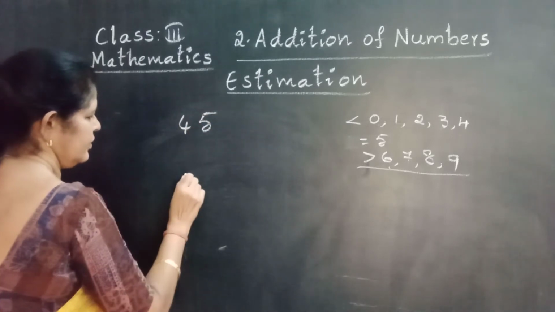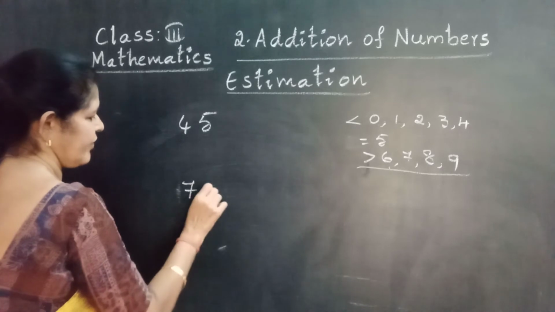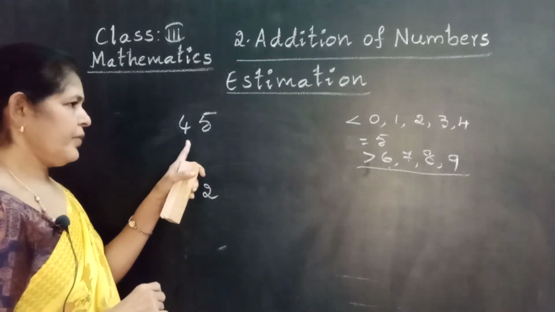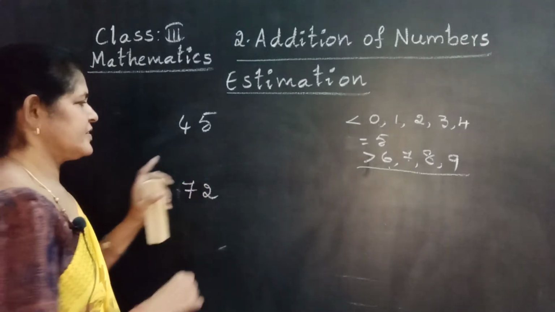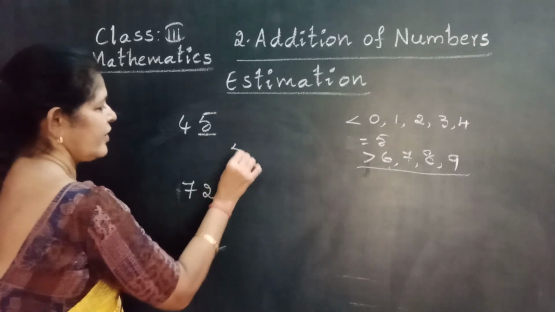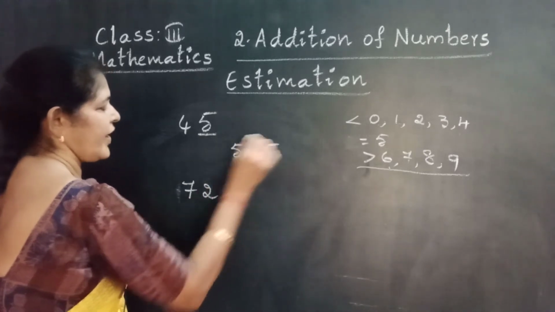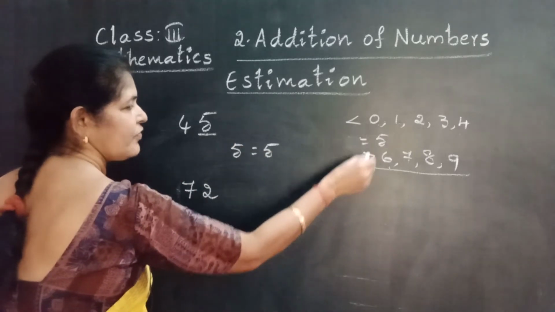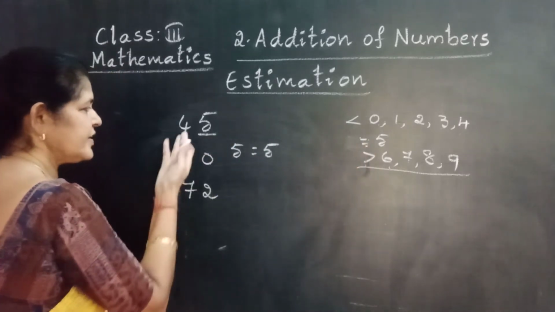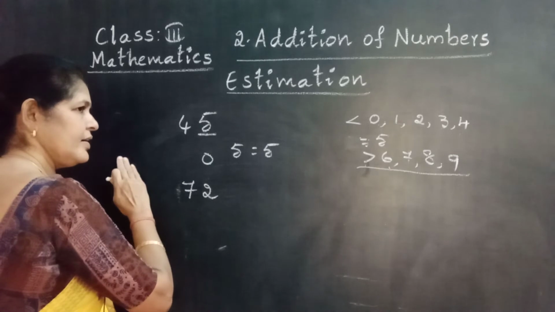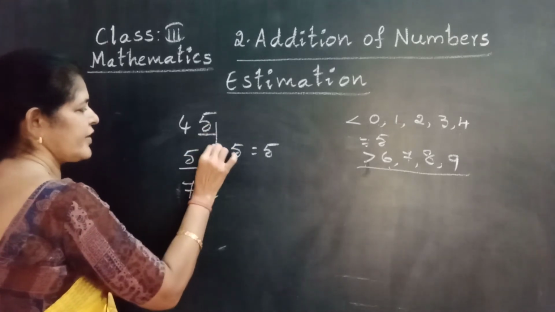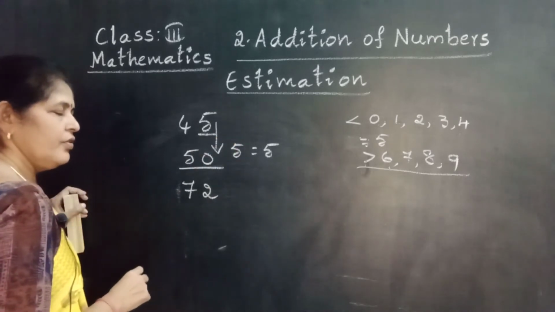45 or 72. Rounding of numbers nearest to tens. Check out the ones place number. Here the ones place number is 5. 5 equal to 5, second rule. 5 equal to 5 means put 0 in the ones place. Tens place number changes into the next tens. That means 45 is nearer to 50.